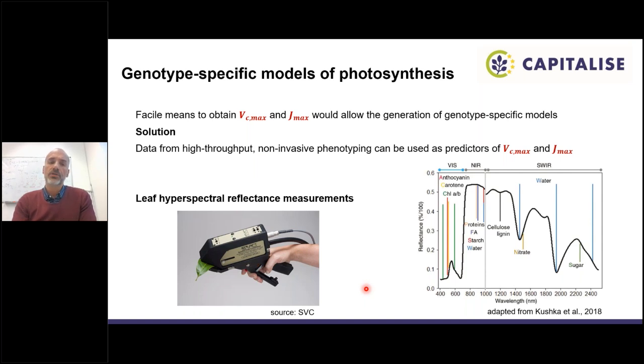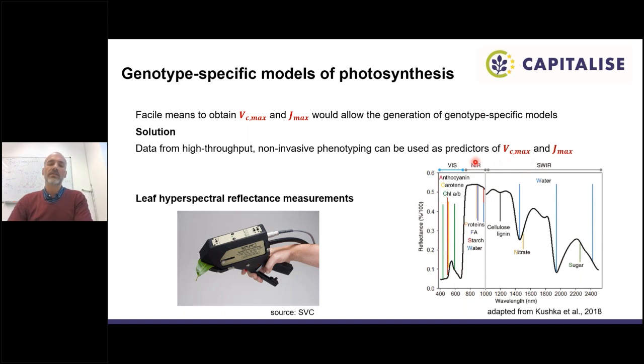One obvious solution would be to use data from high-throughput, non-invasive phenotyping, and to use this data with machine learning approaches in order to predict values for Vc max and J max, because then once we have the machine learning predictions about the two values, we can plug them into the mechanistic model of Farquhar, von Caemmerer, and Berry. Now, what are some possible high-throughput non-invasive phenotyping measurements that we can perform?